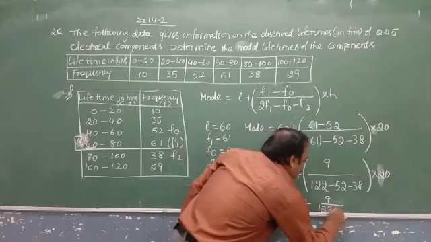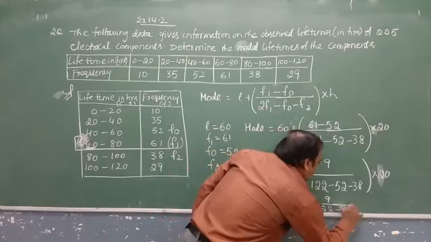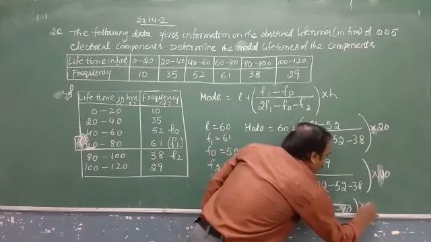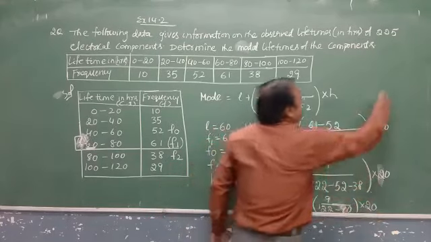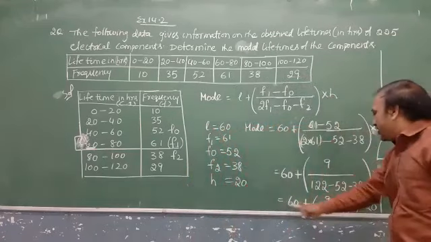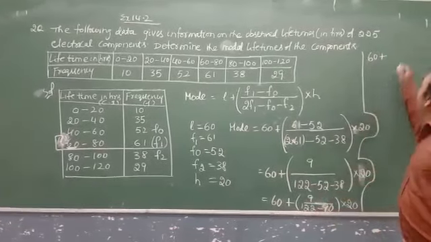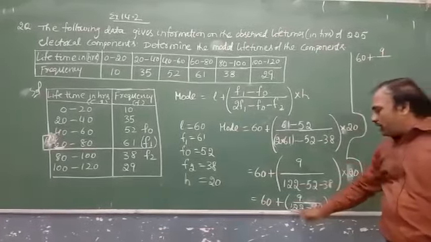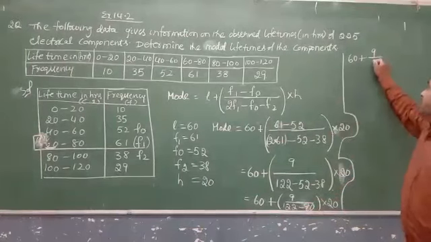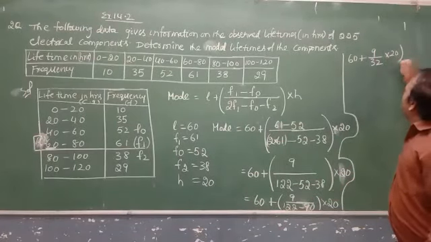122 minus 90 into 20. Next, 60 plus 9 by 122 minus 90 is 32, into 20.